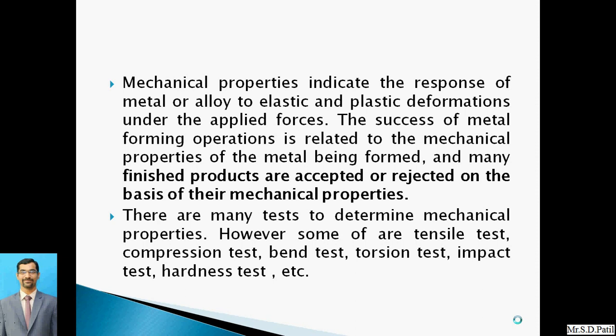Any finished product does not have a 100% guarantee of being accepted. Sometimes a product gets rejected because it fails to achieve the required mechanical properties. According to the conditions and performance, if it is not able to achieve a required property, that finished product might be rejected. There are many tests to determine mechanical properties, and those tests are the tensile test, compressive test, bend test, torsion test, impact test and hardness test.